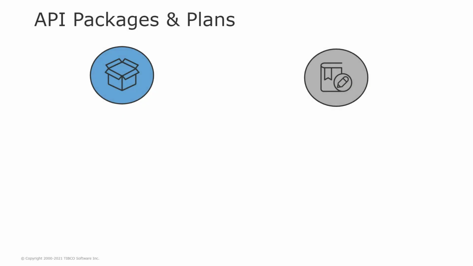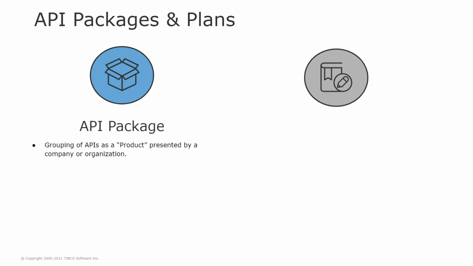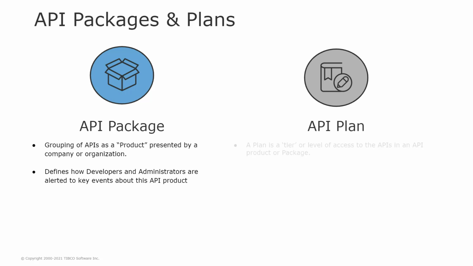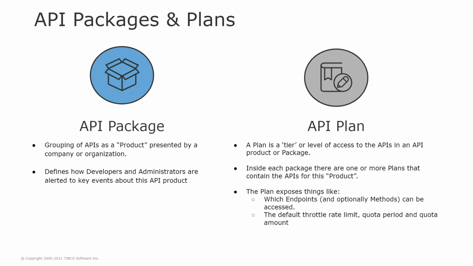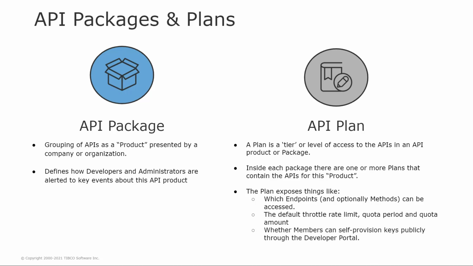It's probably as good a time as any to define what we mean by packages and plans before we go any further. A package is a grouping of APIs as a product presented by a company or organization. The package also defines how developers and administrators are alerted to key events about this API product. A plan is a tier or level of access to the APIs in an API product or package. Inside each package, there are one or more plans that contain the APIs for the product. The plan exposes things like which endpoints and optional methods can be accessed, the default throttle rate, quota period and quota amount, whether members can self-provision keys directly through the developer portal.